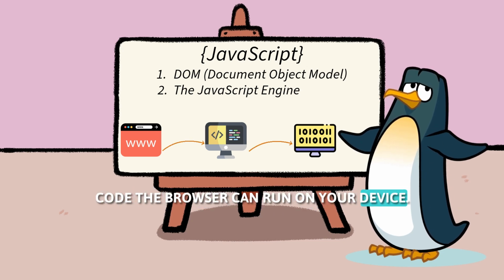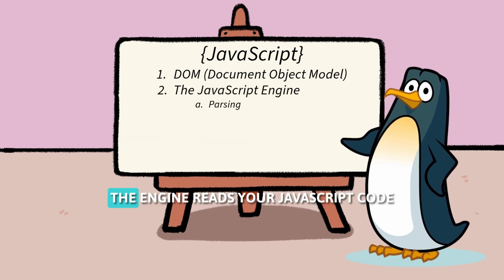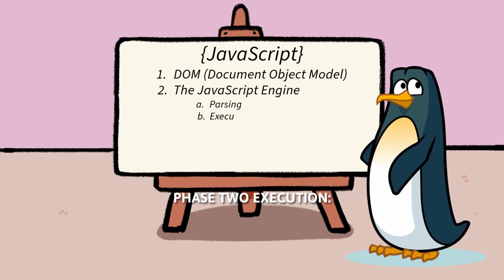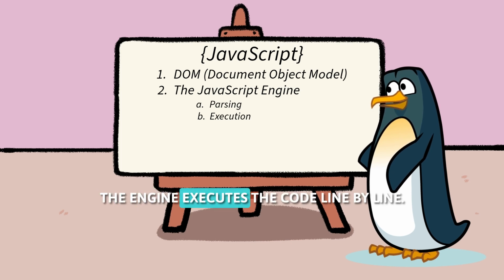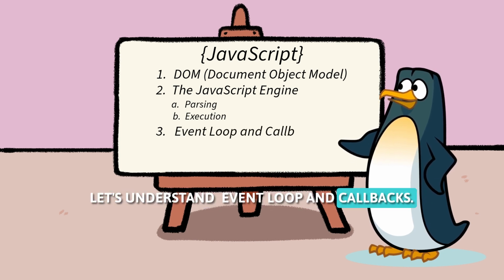run on your device. It does this through 2 phases. Phase 1. Parsing. The engine reads your JavaScript code to understand its structure. Phase 2. Execution. The engine executes the code line by line. Let's understand event loop and callbacks.